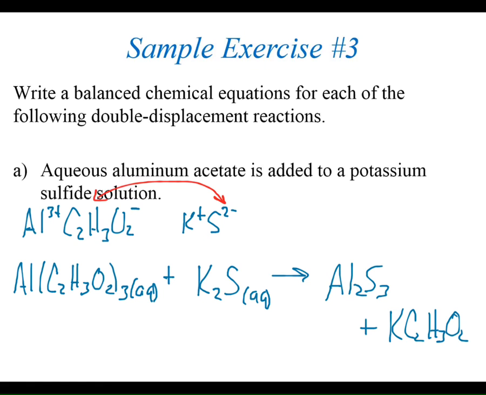Okay, next I do one of 2 things. You can either balance the equation next, or you can do solubility rules to figure out if they're solid or aqueous next. Let's just balance it next. So obviously it's not balanced right now. So how do I need to balance that? What coefficients do I need to put in here to make this work out? So balance your aluminums, balance your acetates, balance your potassiums, balance your sulfides.